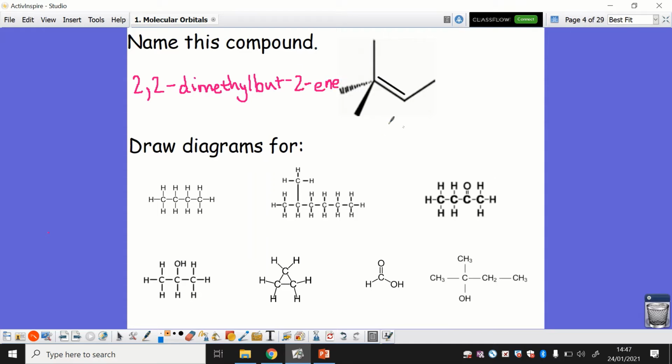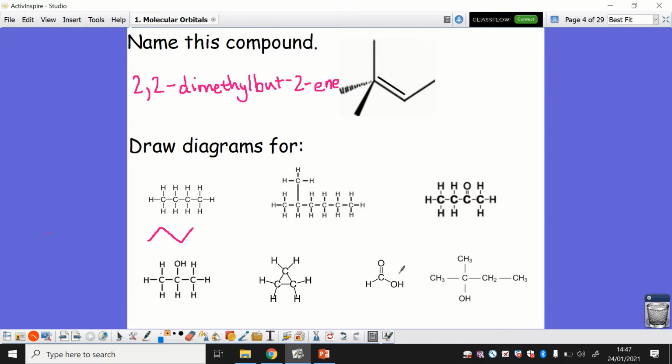Remember, we always have to number in the name where the double bond is and where each of the methyl groups are. So I've got 7 examples here that I would like you to draw the skeletal diagram for. I'll talk through a couple with you first of all, and then get you just to try the rest on your own. So if we look at this first one, nice and basic, I've got 1, 2, 3, 4 carbon atoms. So that would simply be 1, 2, 3, 4. That's my skeletal diagram for butane.